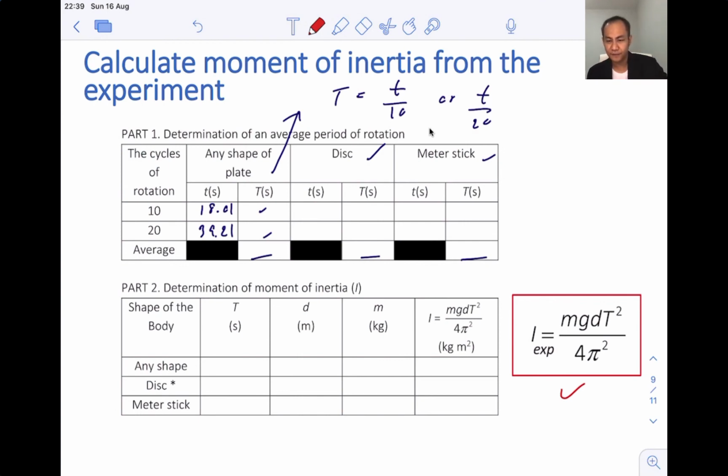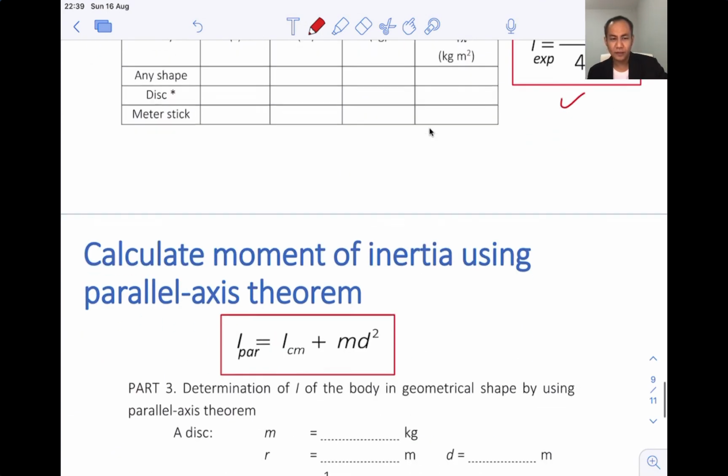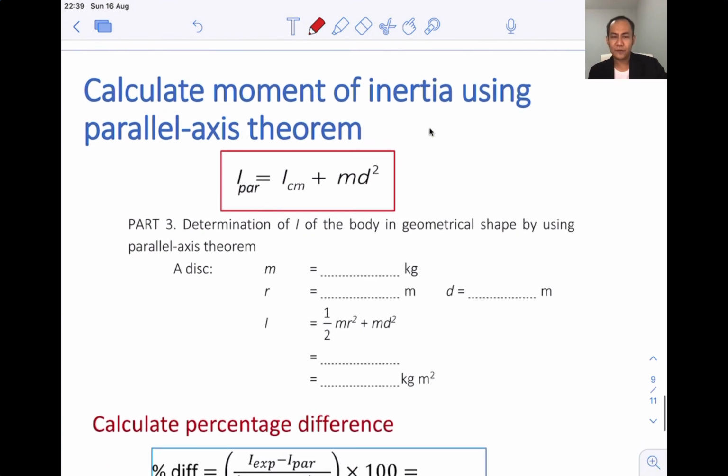Okay, this is from experiment. And next, now we focus on the parallel axis theorem. In this part, we will test this theorem on the disk and the meter stick only, because they are geometrical shapes, so we can determine the moment of inertia around the center of mass.